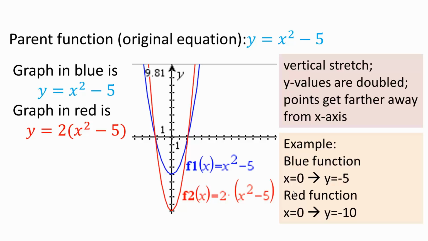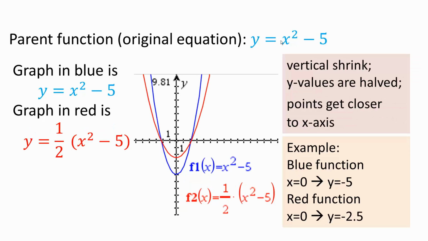x-axis. And as an example, for the blue function, when x is 0, y is -5. But for the red function, when x is 0, y is -10. And so if you notice, the y values doubled, and we're getting further from the x-axis. So this point right here is further away from the x-axis than the blue function.